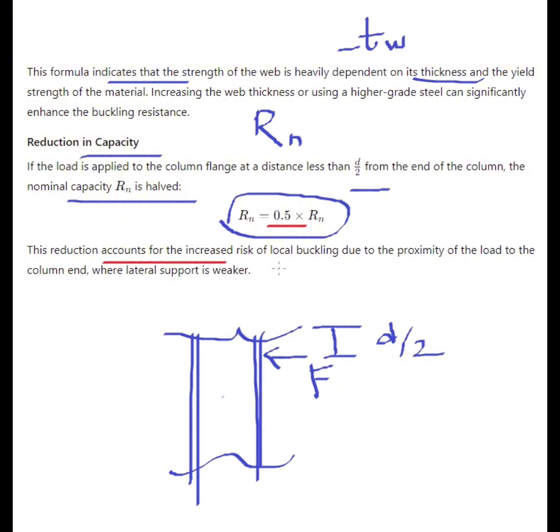This reduction accounts for the increased risk of local buckling due to the proximity of the load to the column end. Why are we reducing this capacity? The reason is that this reduction accounts for the increased risk of local buckling due to the proximity of the load to the column end, where lateral support is weaker.